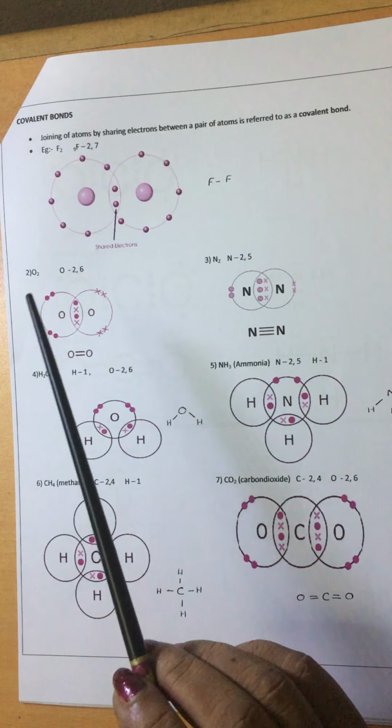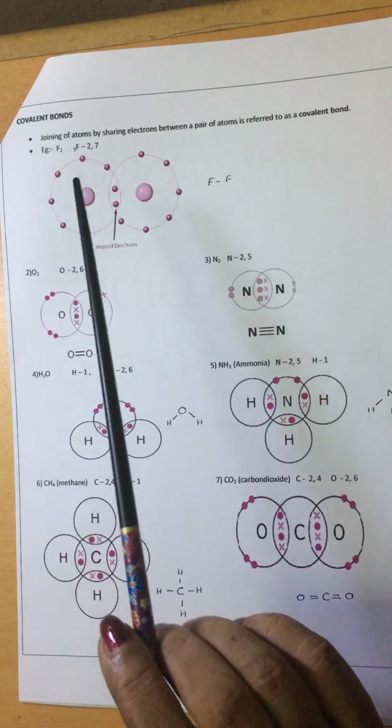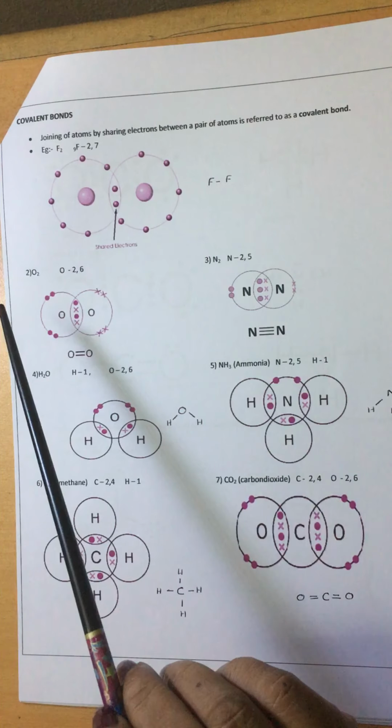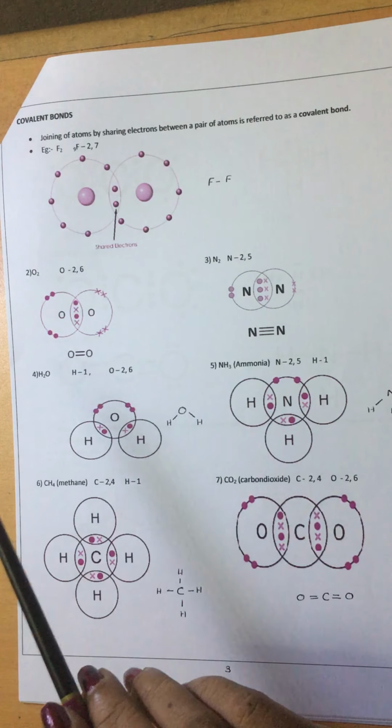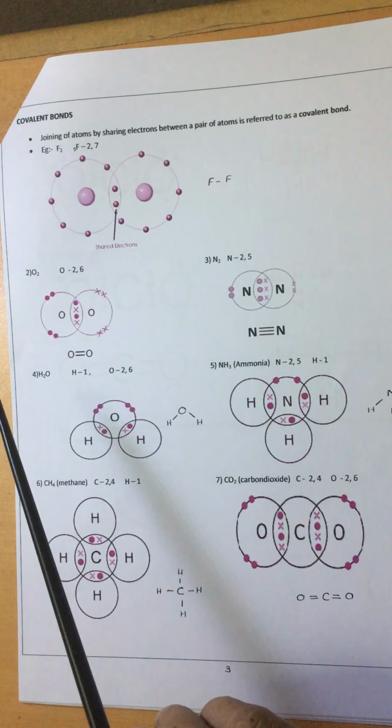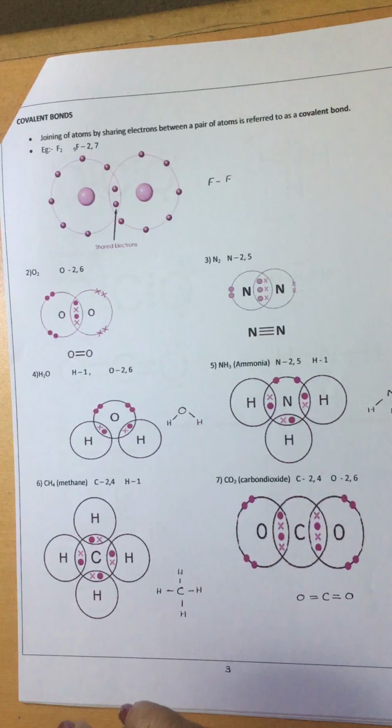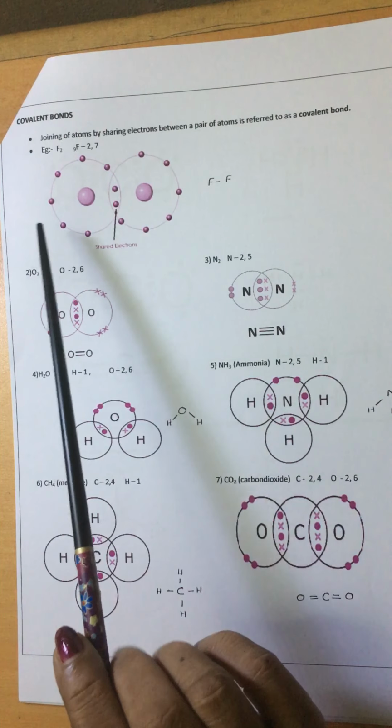Grade 10, unit 10, about chemical bonds. Last class we studied the ionic bonds, the bond forming between ions, that is positive and negative ions. Today we are going to see covalent bonds.